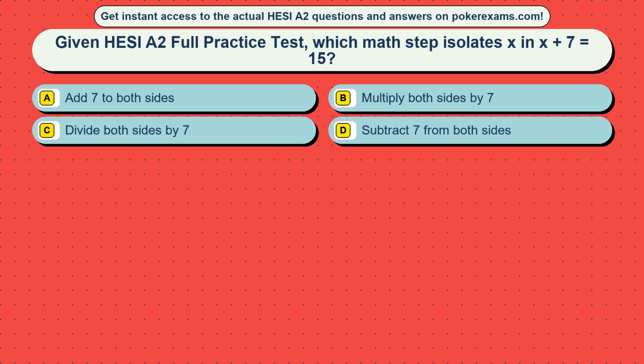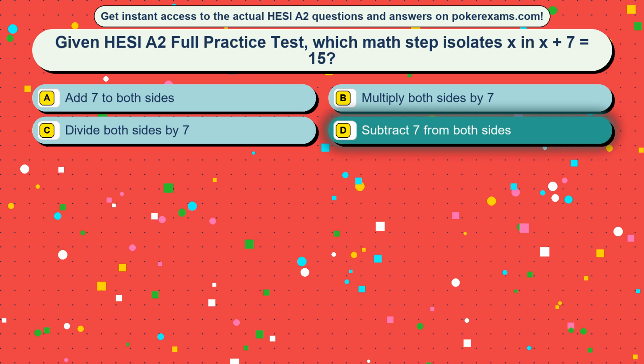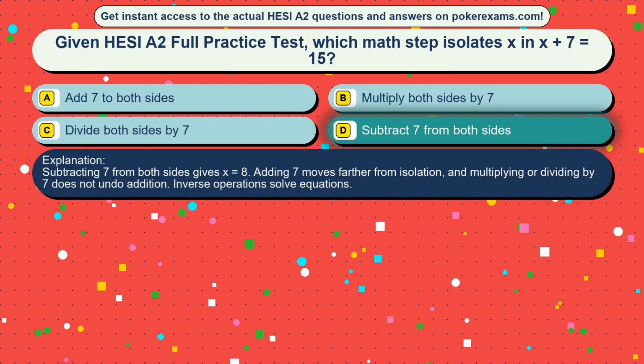Question 18. Given HESI A2 full practice test, which math step isolates x in x plus 7 equals 15? Option A, add 7 to both sides. Option B, multiply both sides by 7. Option C, divide both sides by 7. Option D, subtract 7 from both sides. The correct answer is option D, subtract 7 from both sides. Subtracting 7 from both sides gives x equals 8. Adding 7 moves farther from isolation, and multiplying or dividing by 7 does not undo addition. Inverse operations solve equations.